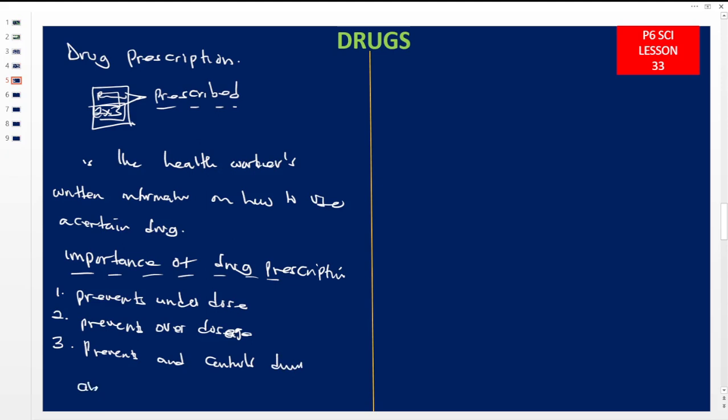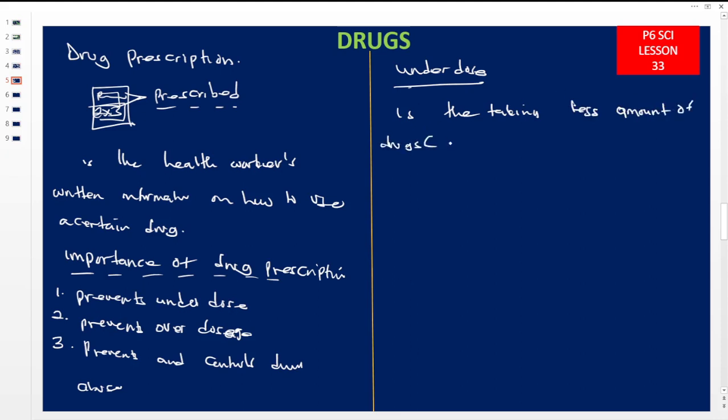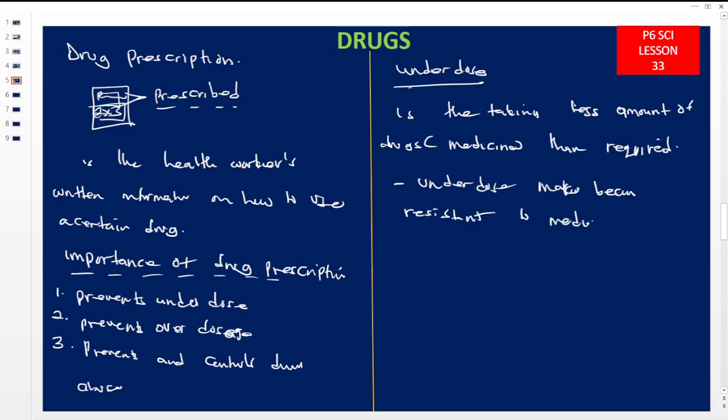Now let us see, what does underdose mean? So underdose means taking less amount of drugs, in brackets medicine, than required. They have told you take 3, you are taking 1 because it is bitter or sour. Then how dangerous is this one? Underdose makes germs become resistant to medicine.